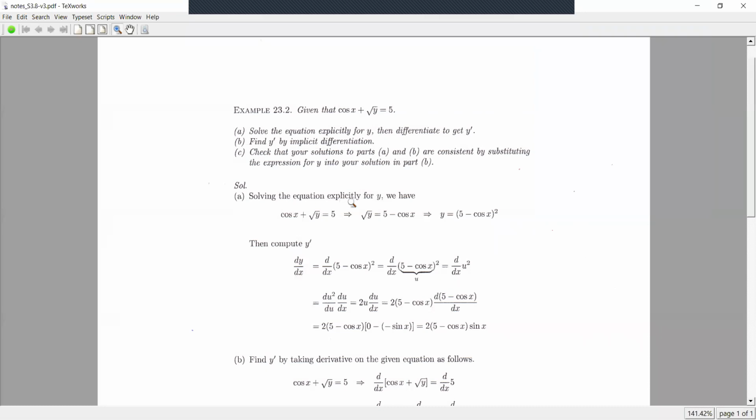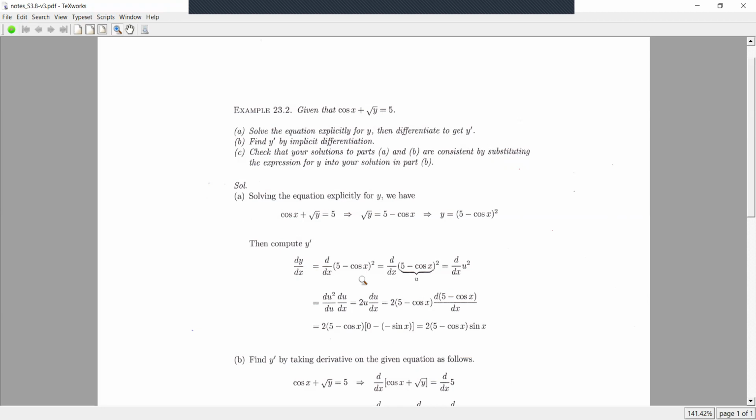To solve the equation for y, move cosine to the right-hand side. Then square both sides. Then we have y is (5 minus cosine) squared. Now, compute the derivative of the function. We can view the function as a product, 5 minus cosine times itself. So we can use the product formula to compute this derivative.